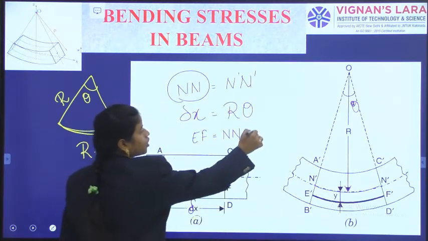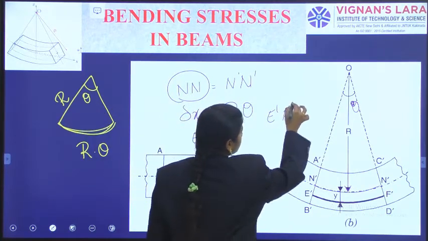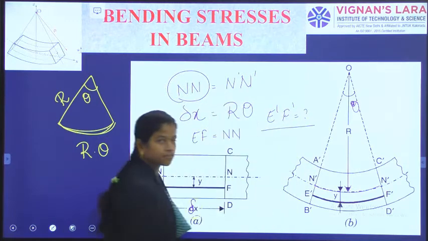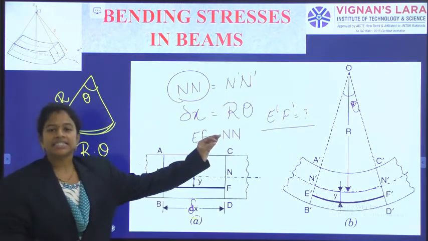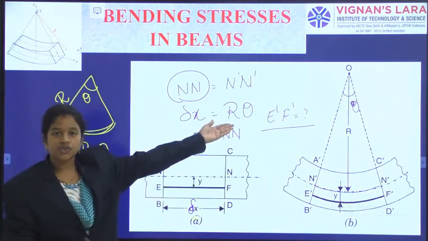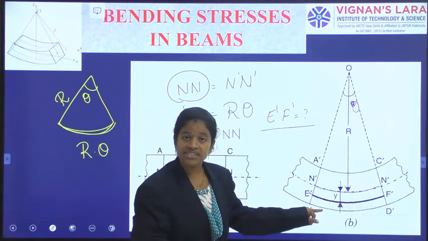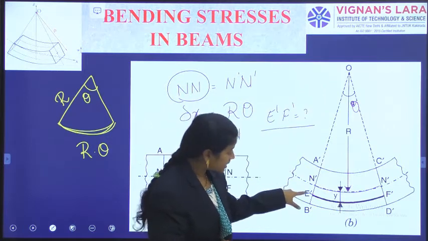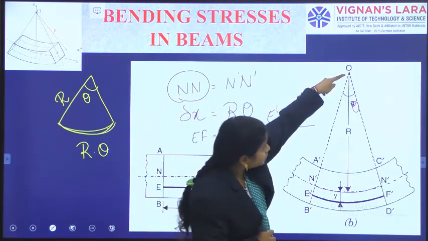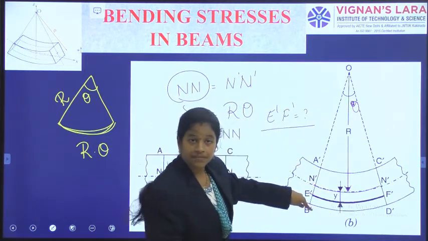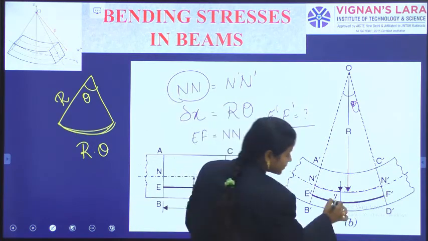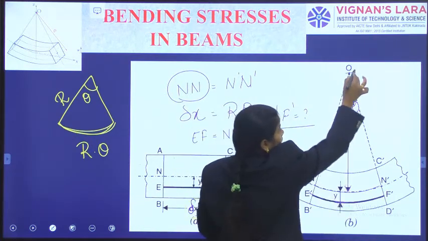Okay, so what is the length of EF? How could we calculate? Similarly like the r theta condition only. When we observe this EF layer, how much distant from the center of curvature? This E point is at a distance of r plus y. R plus y is the distance of the layer EF.